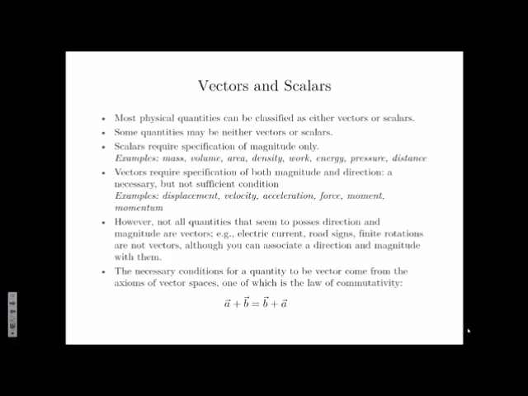So, for example, electric current. Electric current seems to have both direction and magnitude, right? If I have a wire, I lay it down like this, I could say there is 5 amperes of current passing through this wire, and whichever direction I lay this wire in, that will become the direction. Road signs, finite rotation, they all seem to have both direction and magnitude, but none of them are vector quantities. And the reason they're not vector quantities is this law. They don't satisfy this law.